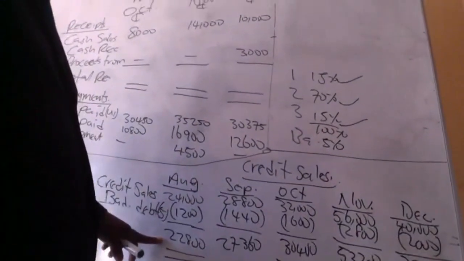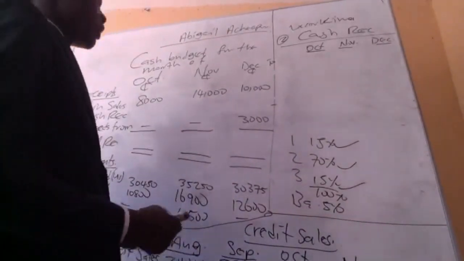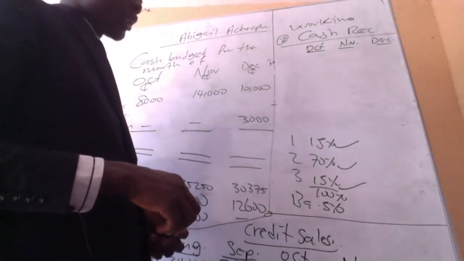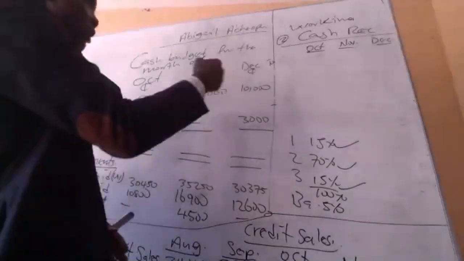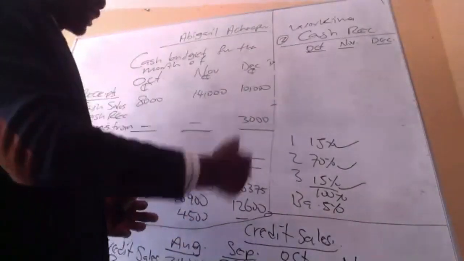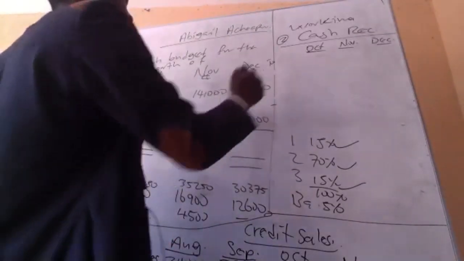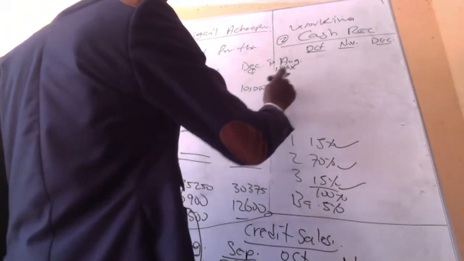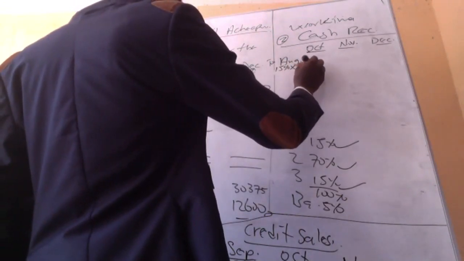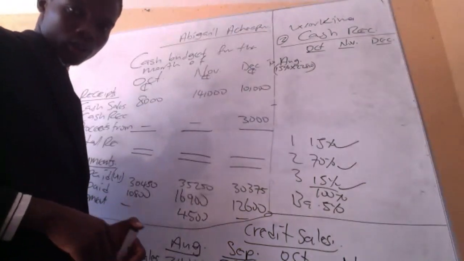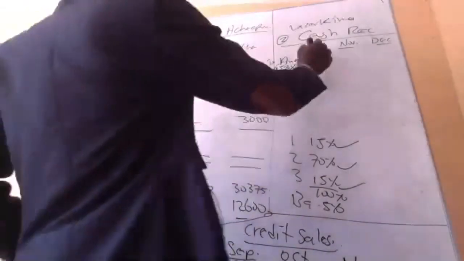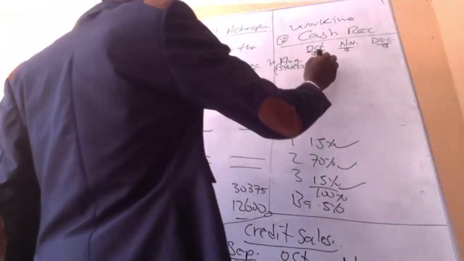So, August credit sales of 22,800. Let's see the receiving terms. The first 15% will be in August, and we don't need August. Then 70% will be in the next month, September. But the last 15% will be in the second month, October, and we need that one. So the working is 15% times 22,800, and the figure will be 3,420.